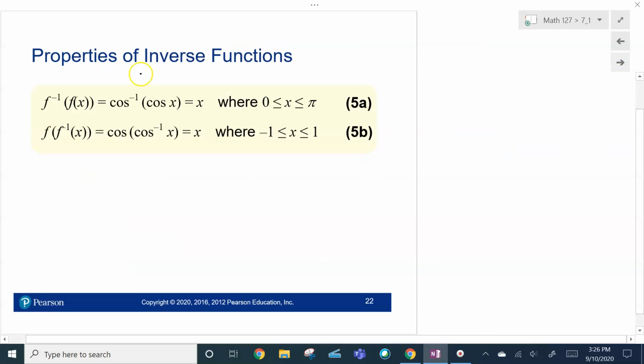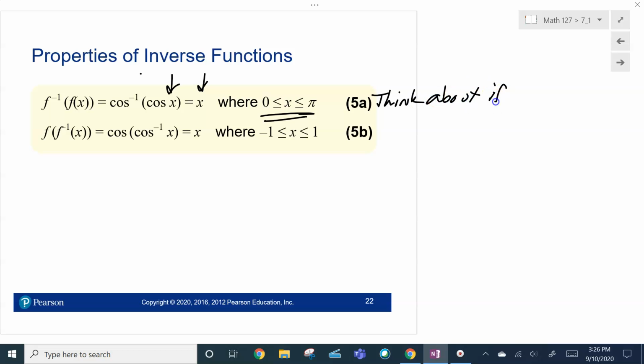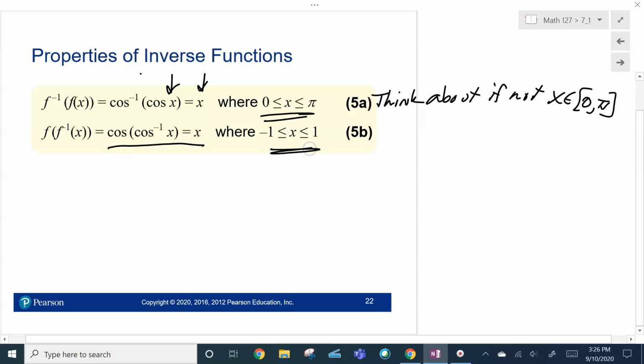All right, the arc cosine of cosine of x will be x, so it will undo it, as long as it's between 0 and pi, okay, because we had to restrict the cosine, even though the cosine originally is not restricted. But again, on this one, think about it if x is not in between 0 and pi. That's a thinker. Okay, the cosine of the arc cosine of x is x as long as x is less than or equal to 1, greater than or equal to negative 1. This is fixed. It's yay or nay. If it's outside that interval, it's just going to be not defined.